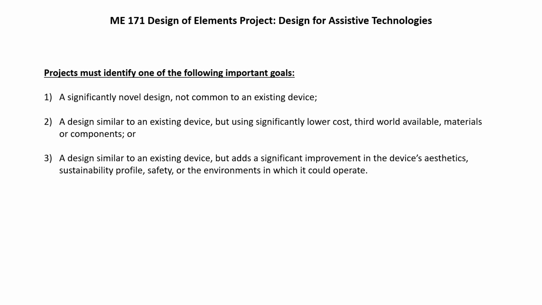So again, the topic for this is going to be the design for assistive technologies. Now, for each of these projects, you must identify one of the following important goals. So only one of these three needs to be identified in the project that you choose to do for your group project. One, the first one here being a significantly novel design, something that's not common to an existing device. So again, this is new, novel, a new invention you're coming up with that is not closely related to an existing device that's on the market.